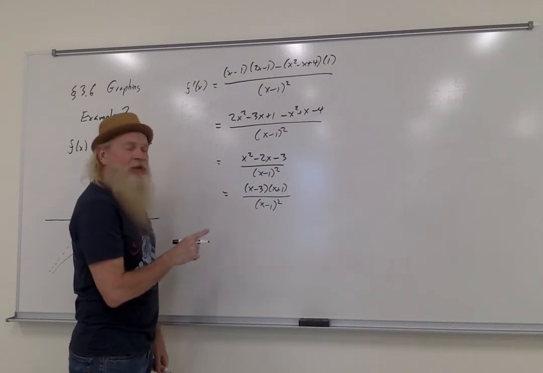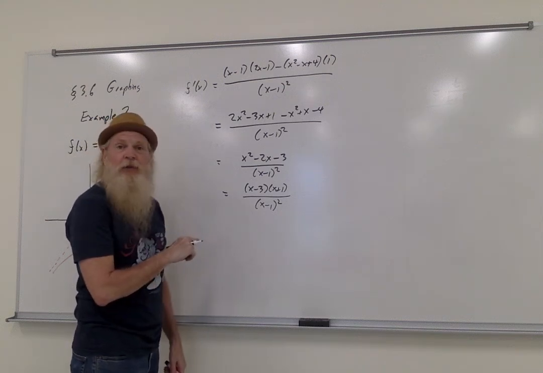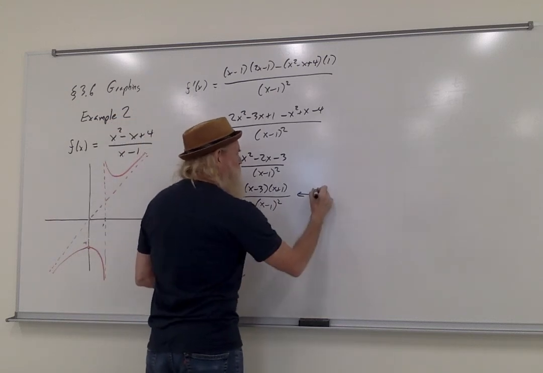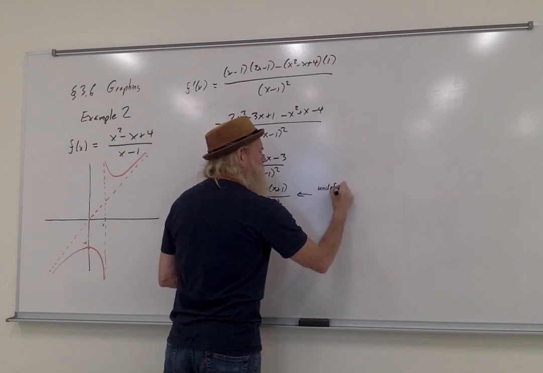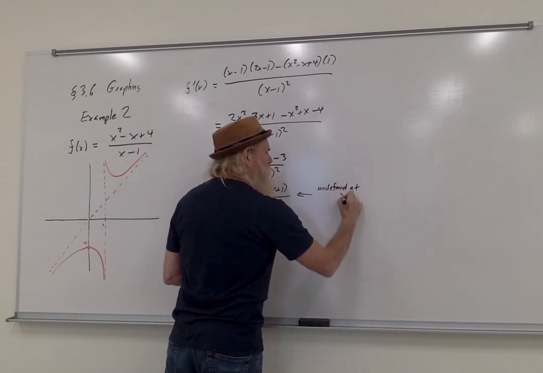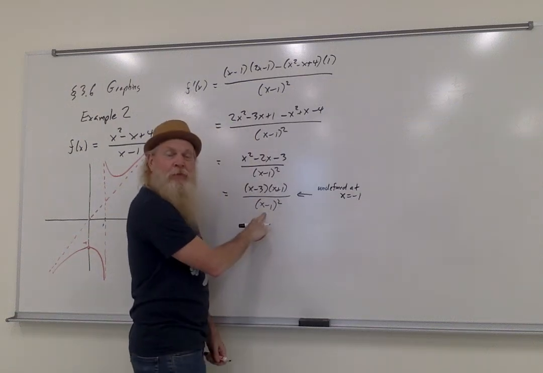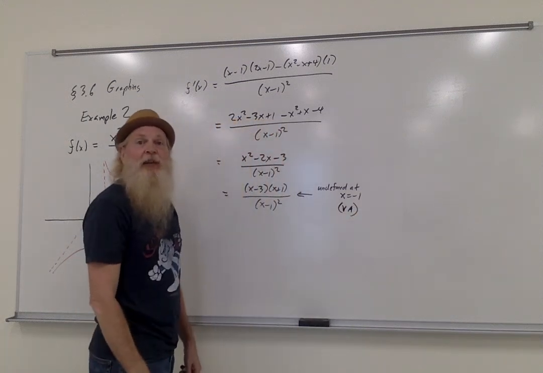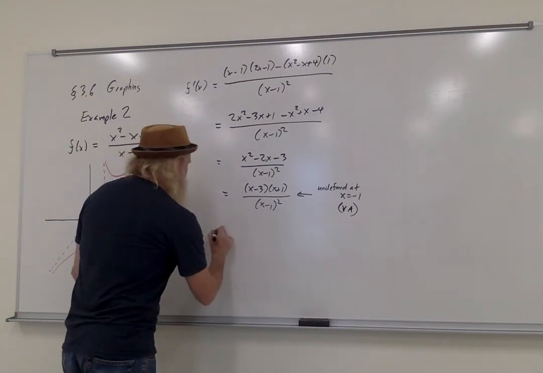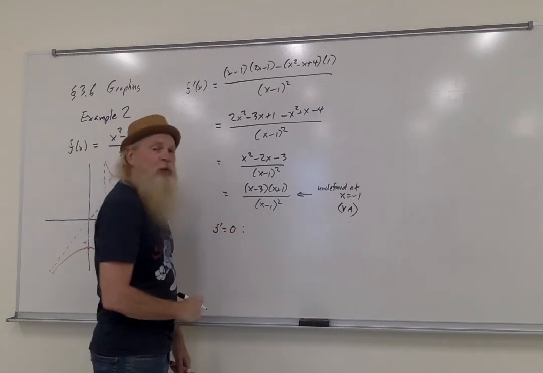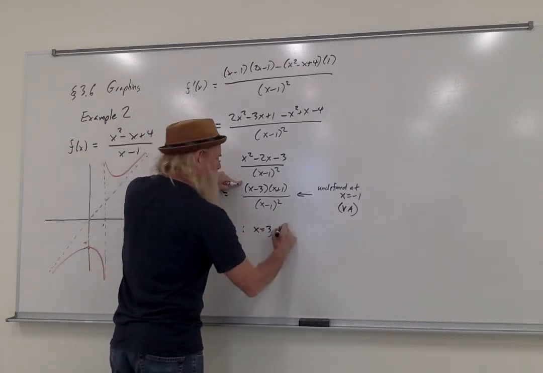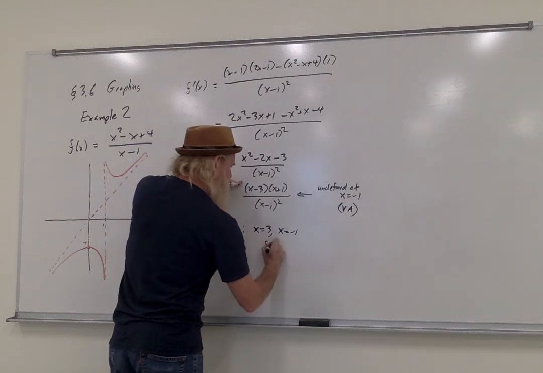Now, the possible critical numbers are going to be the places where the first derivative is 0 or undefined. So notice that this is undefined when x is equal to 1. But that's not actually going to count as a critical number, because remember that is the location of our vertical asymptote. But it's still important. We'll put that on our number line. Notice that f prime is equal to 0 when the numerator is equal to 0. So that'll be when x equals 3, and also when x equals negative 1. These are our critical numbers.